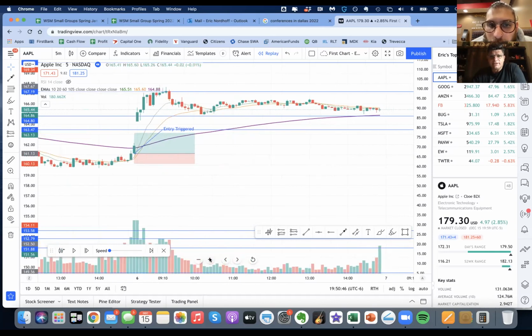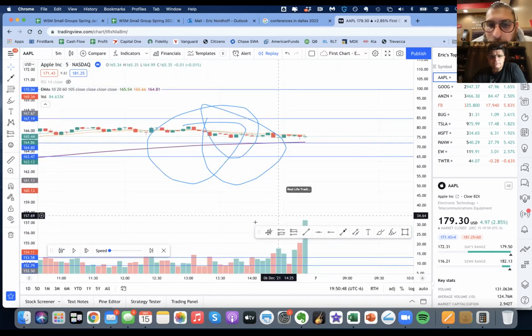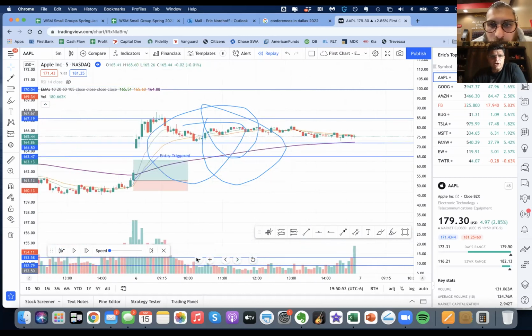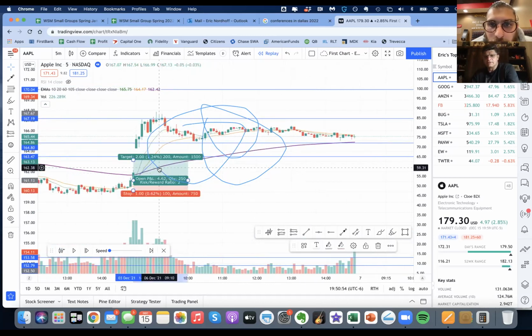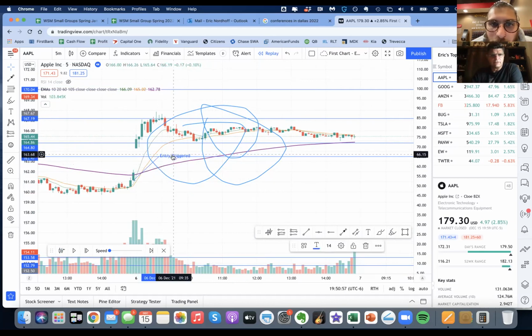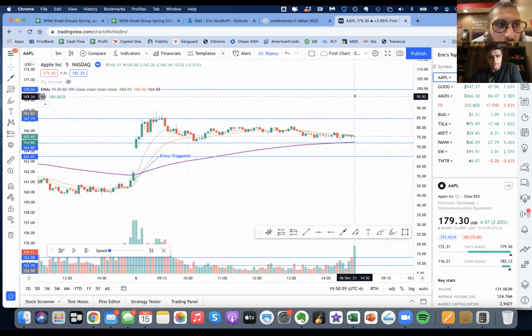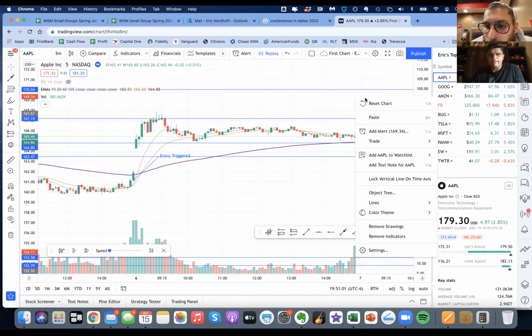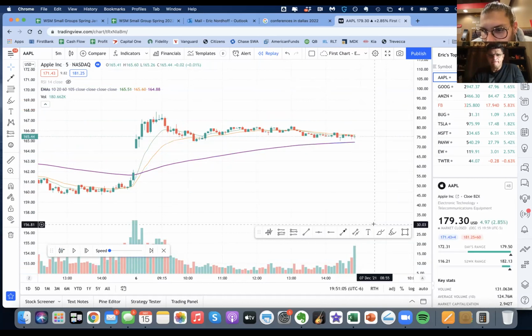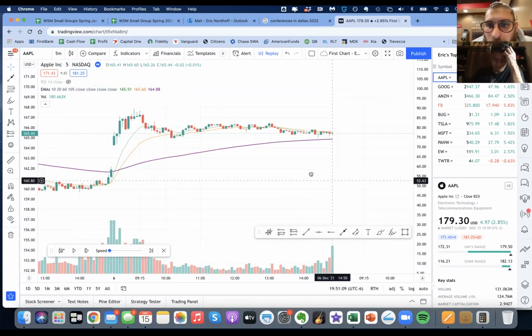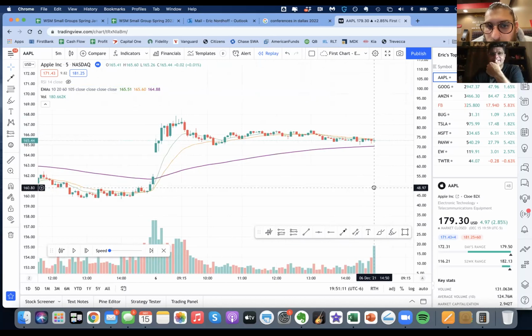So you get rid of all this stuff. Just right click, remove drawings. Just right click like up in the middle of nowhere. Now remove drawings. Yep. Now we get a nice blank slate to work with. No support, no resistance, nothing.